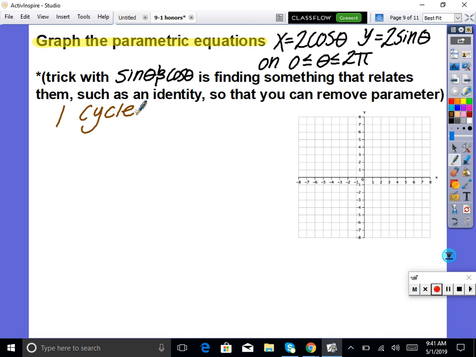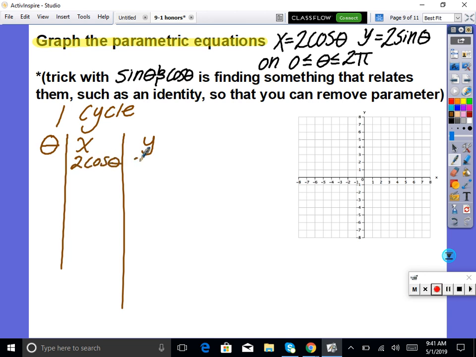Now what's my parameter here? Parameter on this one's not time, but it's theta. Isn't that our parameter? So if we really wanted, this is not how I'm going to do it, so don't write this down. You could make a theta and then an x, y chart, couldn't you? So then this would be 2 cosine theta, and this would be 2 sine theta, and then what would you plug in for theta? Values around the unit circle, correct?